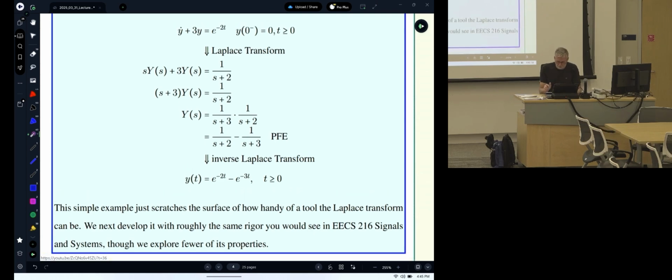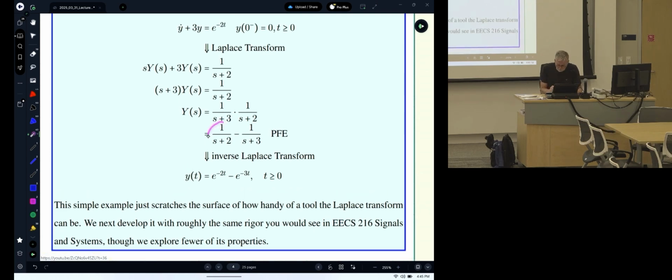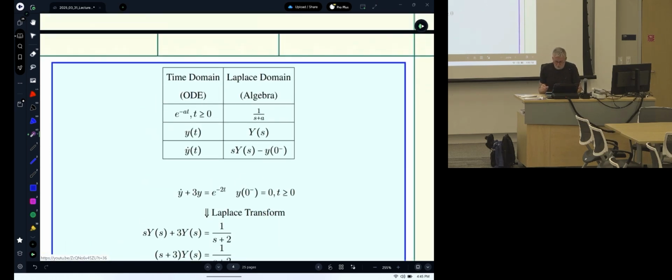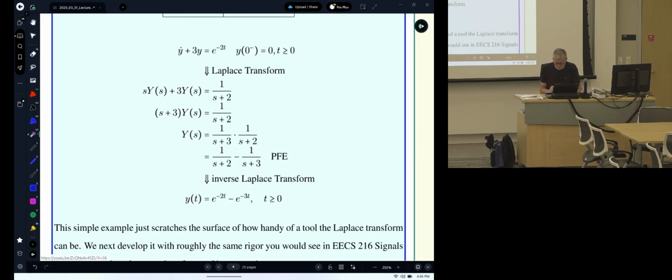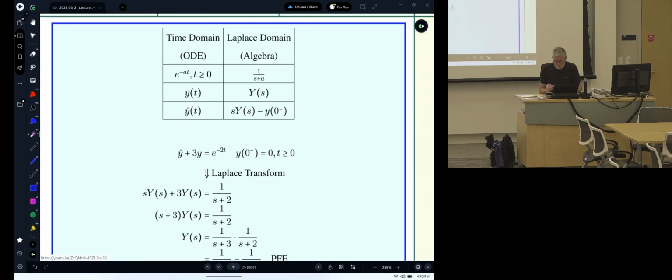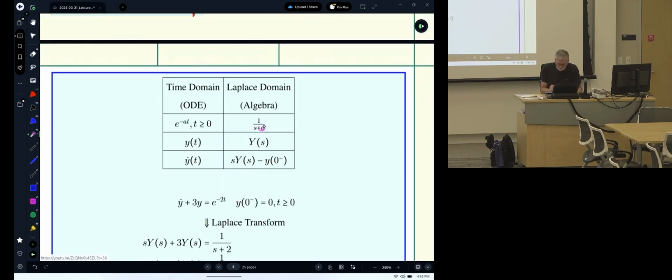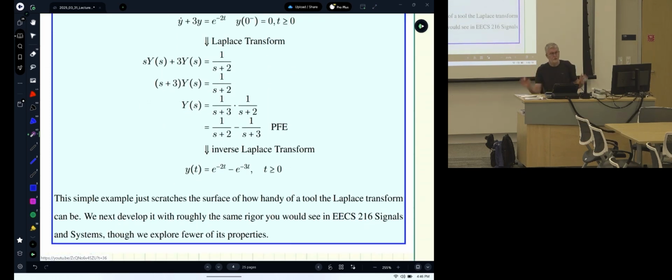And here's the kicker. 1 over s plus 2. So if that's plus 2, then a is 2. This becomes e to the minus 2t. And this is plus 3. So a is 3. This becomes e to the minus 3t. And that's the solution of the ODE, and you're done.